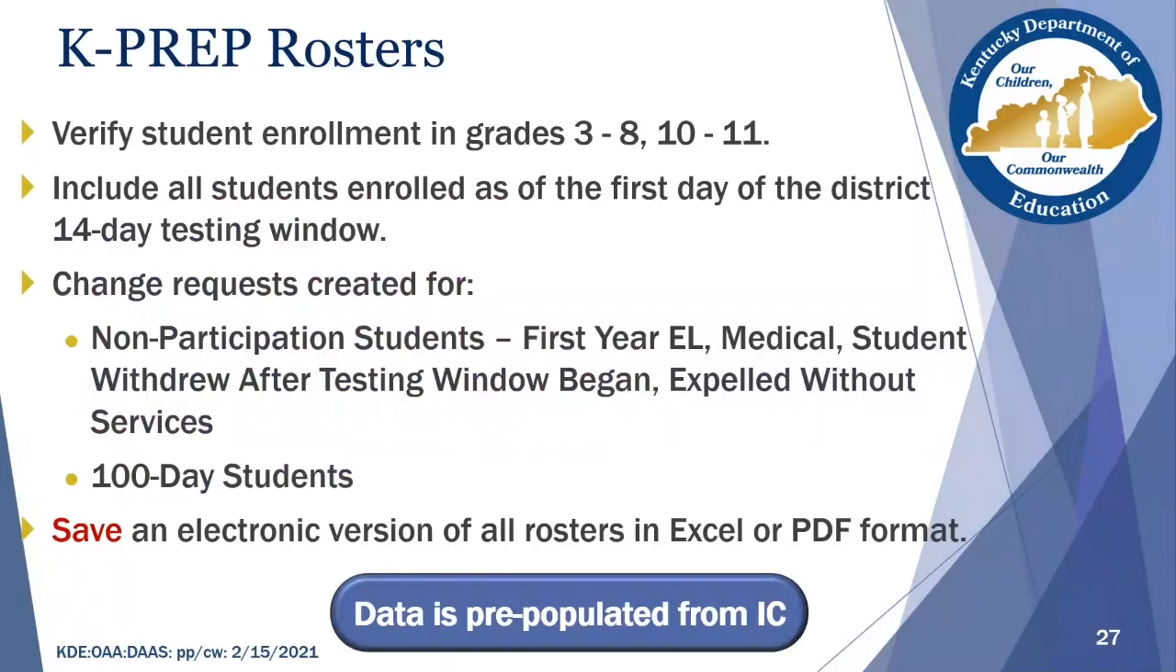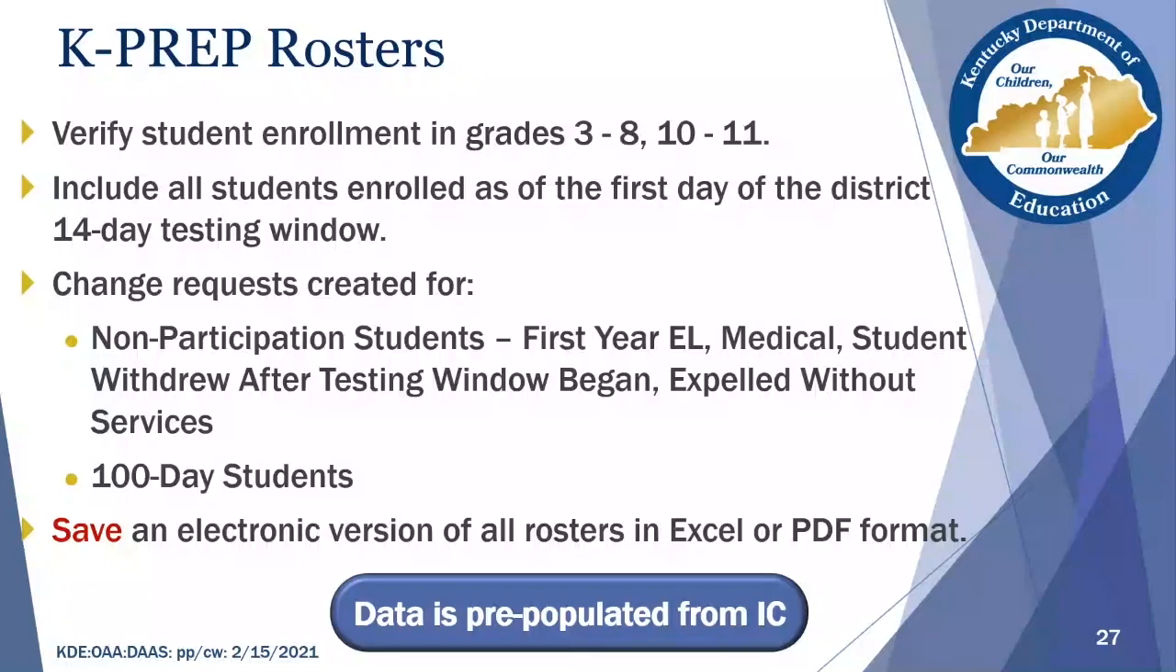Another ticket type is the student withdrew after the testing window began. This could be that the student withdrew to another Kentucky school, a private school, a home school, another state, and so on. The last listed non-participation is the expelled without services. Please make certain that the correct withdrawal code is on this non-participation. Changing student accountability to another school or district or the state is quite doable. OAA will use the enrollment information in IC, yes, we're using your calendars again, to help us determine if the 100-day change request is valid.